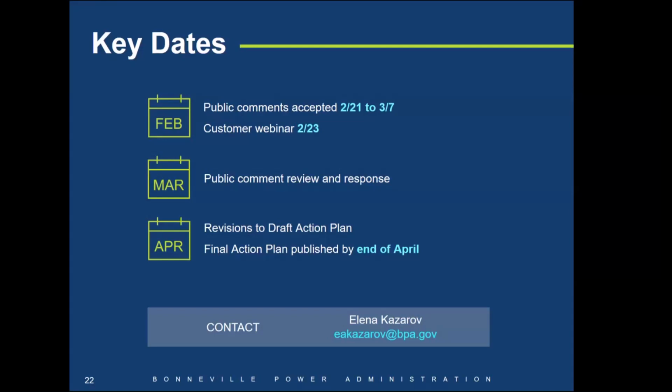And then throughout March, we'll be looking at those comments, reviewing, responding, and importing them into the action plan where we deem it appropriate. And then we're aiming to get the final action plan published by the end of April. I hope that timeline sticks. I'm pretty committed to it myself, and so bar any other disruptions, that's what we're sticking to.